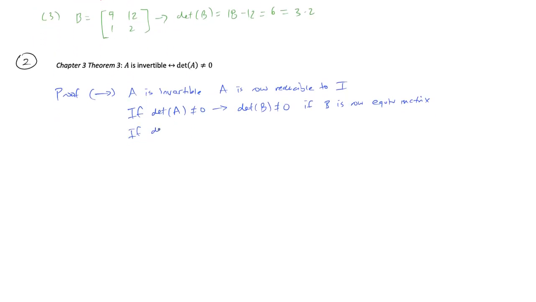They either flip the sign, scale it, or leave it unchanged. So if the determinant of I is not 0, the determinant of I is 1, this implies the determinant of A is not 0. So that's the forward direction. Now we're going to go in the opposite direction.